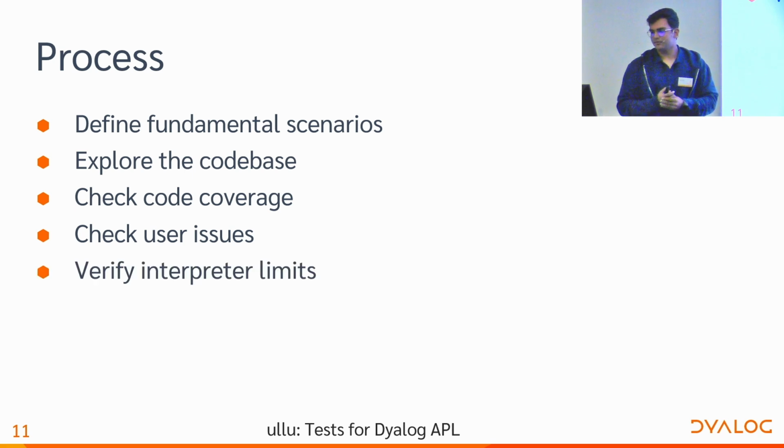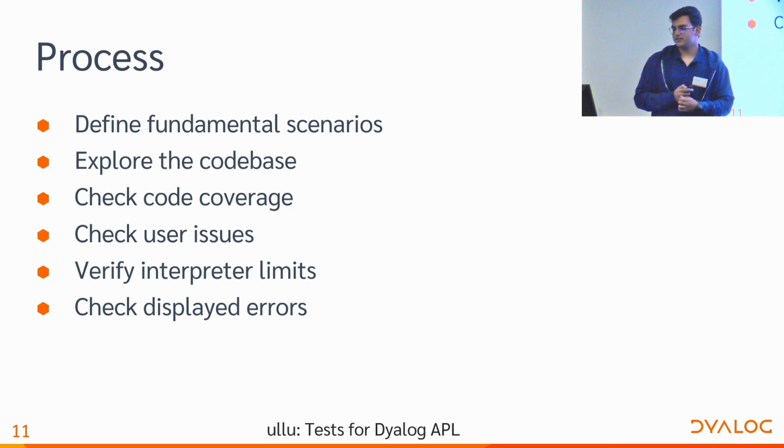Then we verify interpreter limits, so we check if all of the limits of the interpreter that we have set and that exist are complied with by the primitives. John will be talking about this later today. Then we check for displayed errors. When everything is not working, it should also be correct. So we check all the displayed errors, whether the DMX message is right or not, whether the DMX error is right or not.